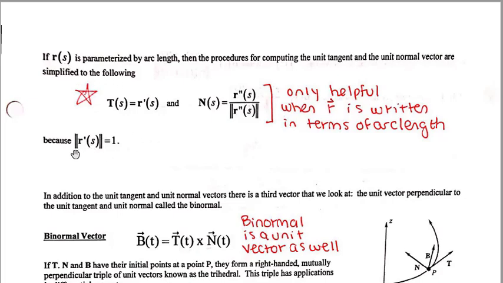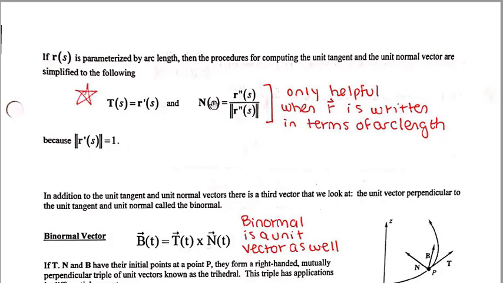This is because the magnitude of the derivative of the function, if and only if it is parameterized in terms of arc length, is 1. And that simplifies our unit tangent vector to just be r prime of s, the derivative of r with respect to s. Then taking the derivative of that to get the normal vector, I'm getting the second derivative with respect to s in the numerator divided by the magnitude of that vector in the denominator.